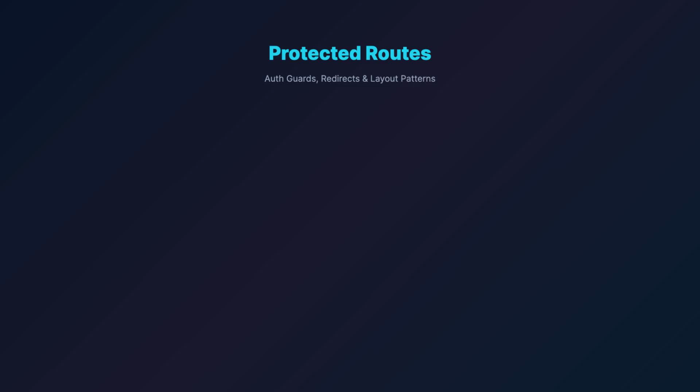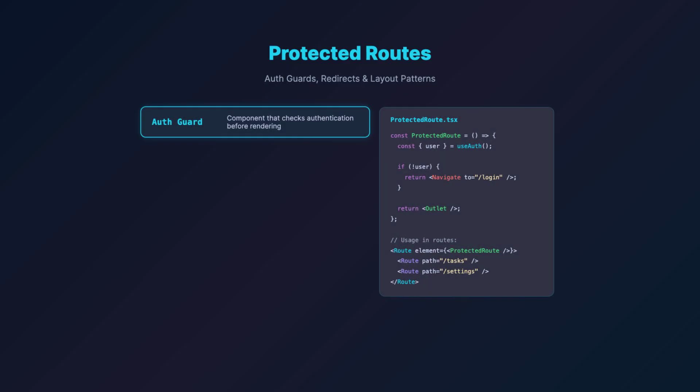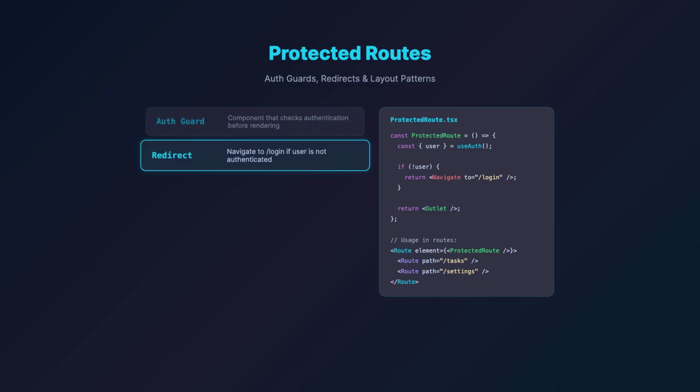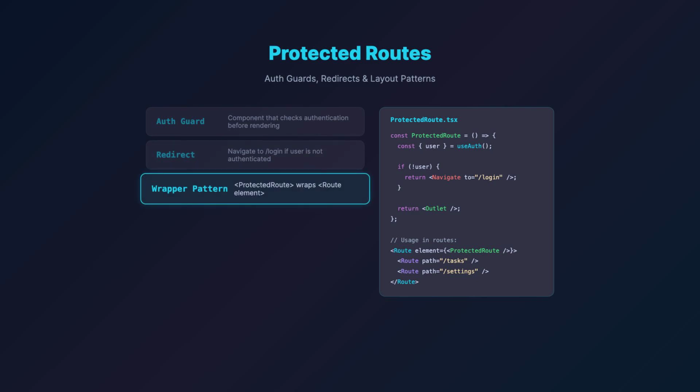Not every route should be accessible to everyone. Settings pages need authentication. Admin panels need authorization. A protected route is a wrapper component that checks if the user is logged in. If they are, it renders the child routes through Outlet. If they are not, it redirects them to the login page with Navigate.